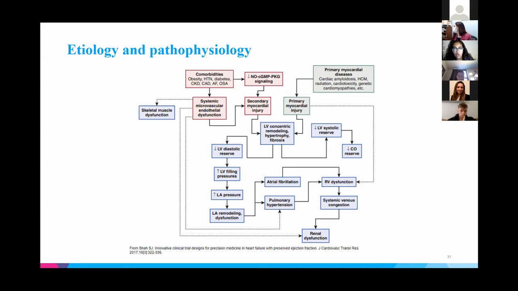So regardless of the cause, LV concentric remodeling and hypertrophy happens, which then results in a cascade of LV dysfunction, LA dysfunction and RV dysfunction, which all lead to pulmonary and systemic venous congestion. Systemic endothelial dysfunction also likely contributes to skeletal muscle dysfunction and renal dysfunction, which are both present in the vast majority of HFpEF patients. So these are all proposed mechanisms. We're still delving into exactly what causes and what leads to this.